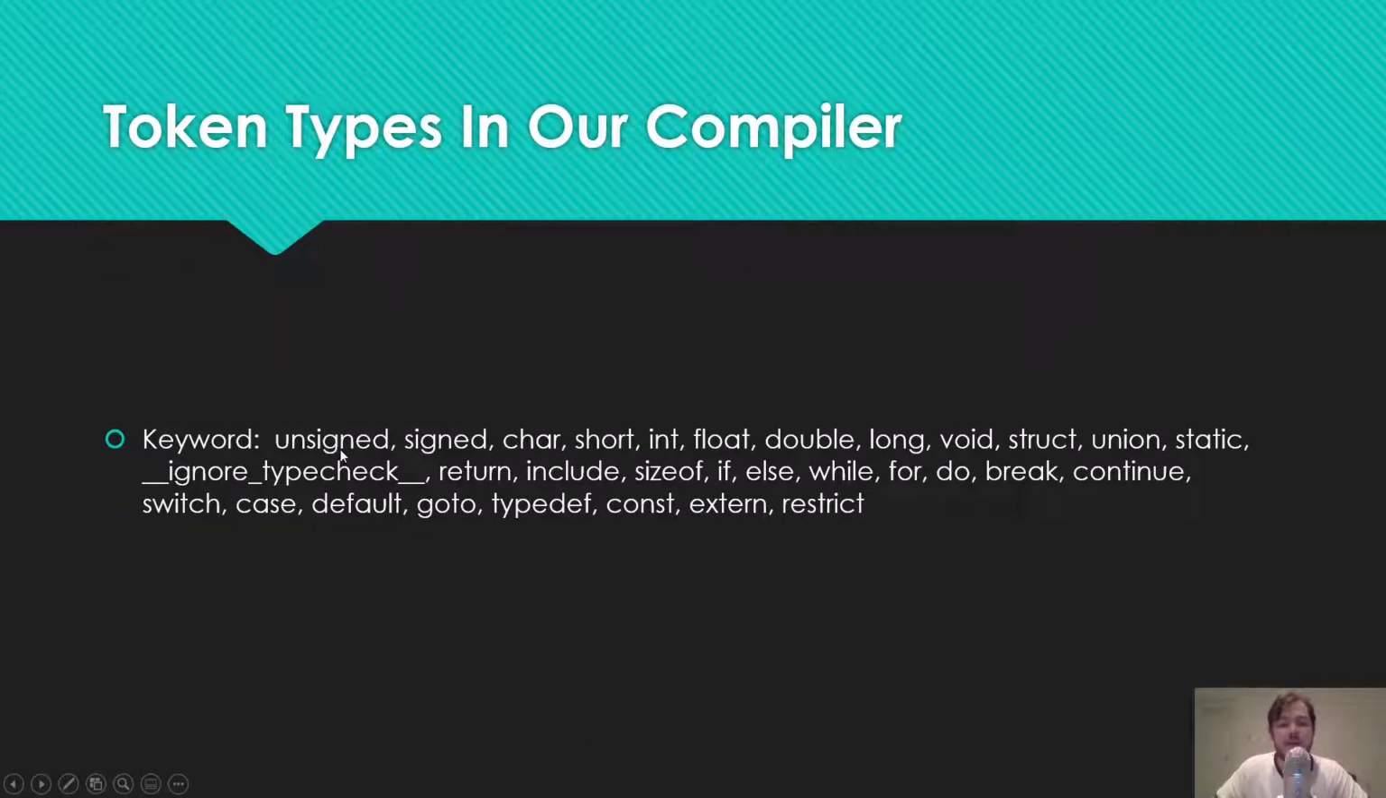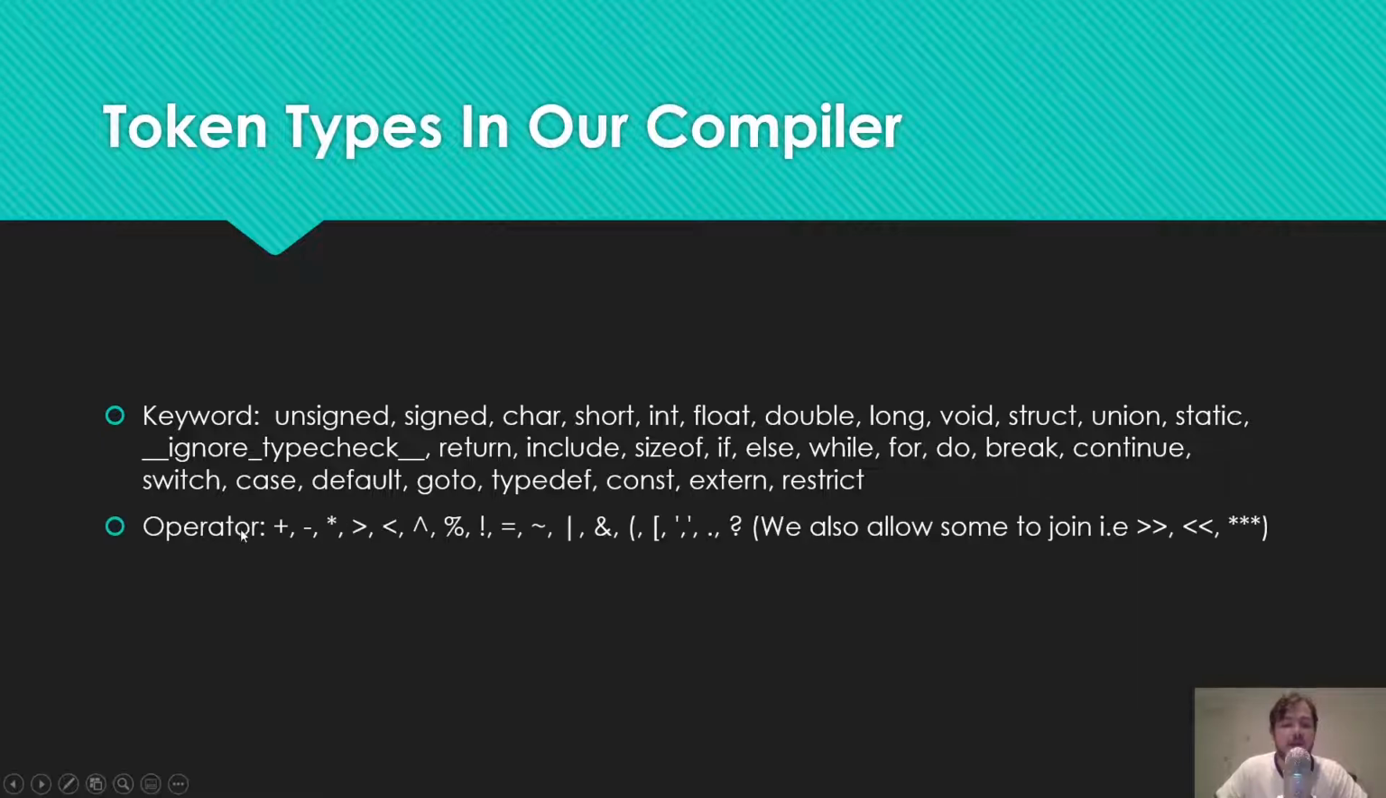Back to the keywords, here are all of the keyword values in our compiler: unsigned, signed, char, short, integer, float, double, long, struct, union, and so on. Here are all of our operators, and bear in mind these operators can be joined together. For example, two right arrows make a bit shift right, two left arrows make a bit shift left, and for indirection, which is basically pointer access, we have the asterisks all joined together, in this case a depth of 3 for a pointer.